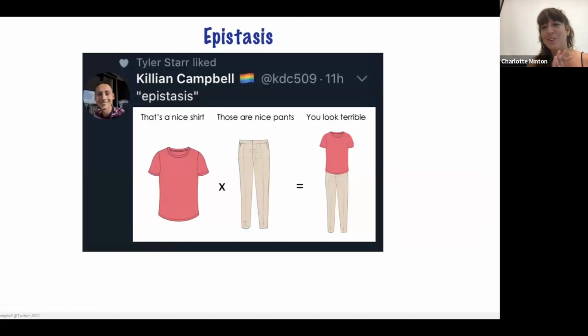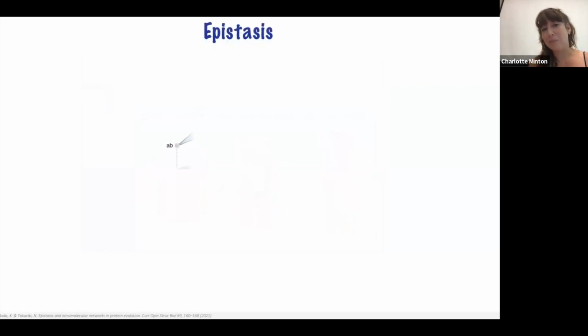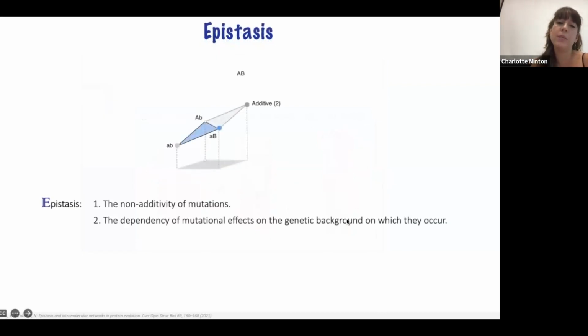And epistasis is an added complication. This is a tweet that I stole from Killian Campbell that gives a good metaphor for epistasis, where sometimes you're wearing a nice shirt and nice pants, but when you combine them together, you look terrible. And this is what happens with mutations as well. So epistasis is the non-additivity of mutations. We combine mutations A and B, and it deviates from this additivity.